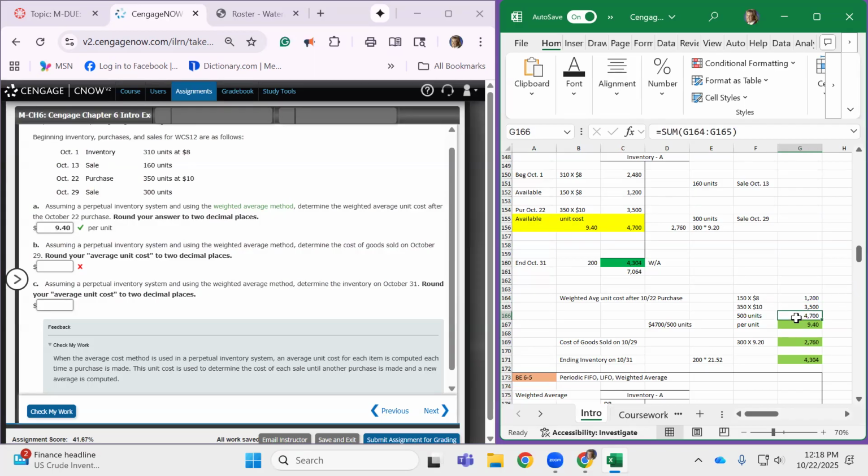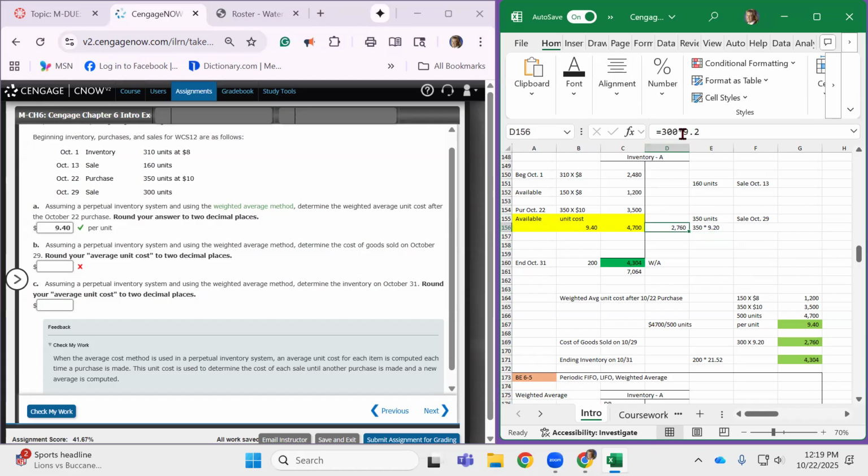Why is it not? Okay. Assuming a perpetual inventory system using the weighted average method, determine the cost of goods sold. So we sold 350. There it is. I know why. We're selling 350, not 300. So it's the change of the version that I have is why it's wrong. So I've got to find where those changes are.